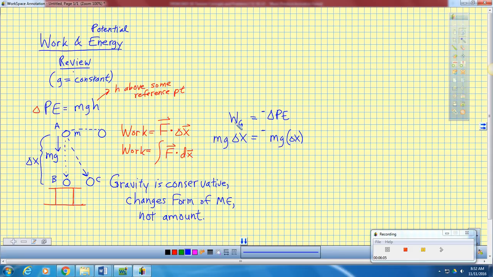Okay, the only other thing I have to throw in there is that your book uses some interesting notation, and the AP course uses some interesting notation. We've always used PE for potential energy. It just seems kind of natural. Lots of books and lots of AP tests like to use U for potential energy.